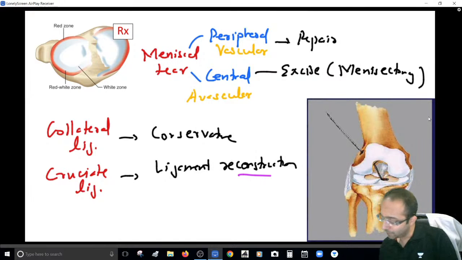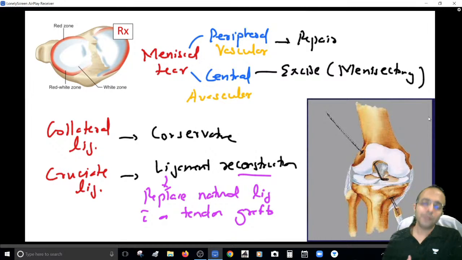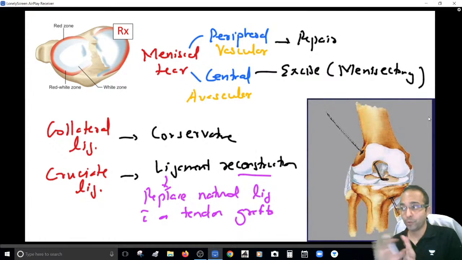So what you do in ligament reconstruction, you replace the natural ligament with a tendon graft. When you replace the natural ligament with a tendon graft, that is where you say that we have done ligament reconstruction. So cruciates are reconstructed, collaterals dealt conservatively, and meniscus, depending on peripheral or central tear, dealt accordingly. So are you guys clear even with the treatment in these ligaments?